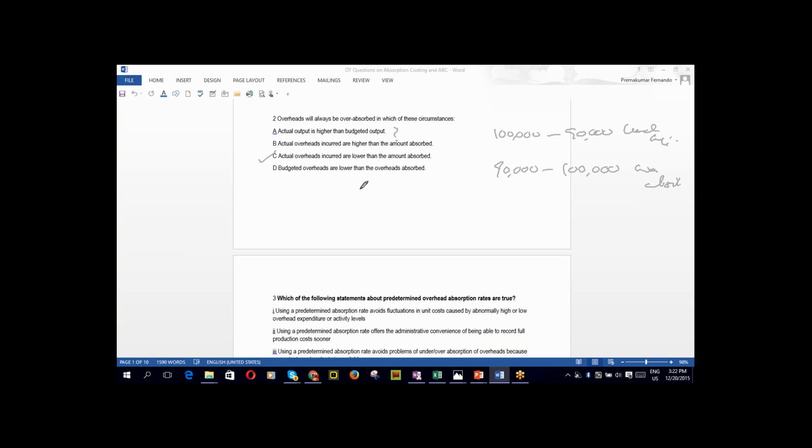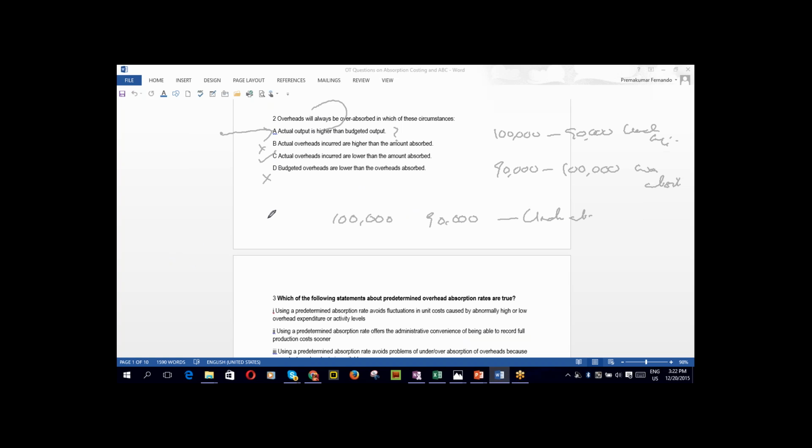Budgeted overheads are lower than the overheads absorbed. So budgeted overheads are 100, overheads absorbed are 90. So that means it is an under absorption situation. So definitely this is wrong. This is wrong. This can be right. But they're asking will always be. Always be. So that is also another word that you have to learn.